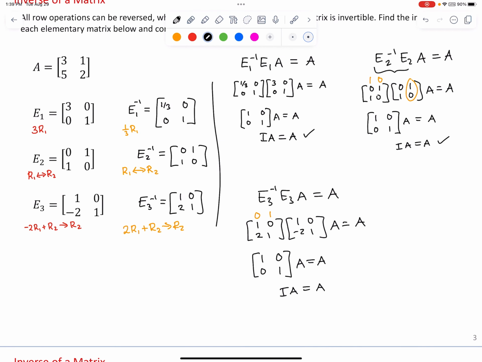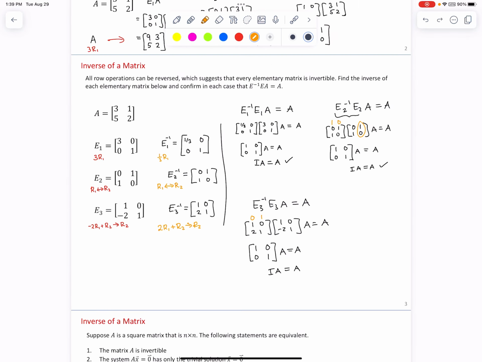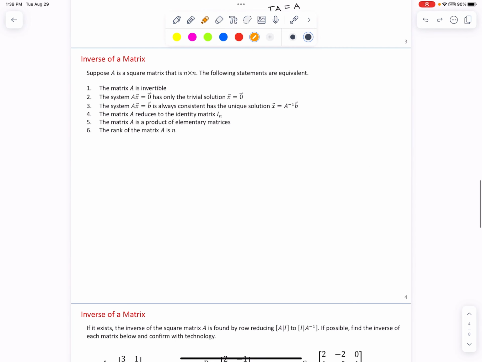So all the claims we made about these inverse matrices are true in the sense that they are, in fact, inverses. Okay, let's go to the next slide. Suppose A is a square matrix that is n by n. The following statements are equivalent.